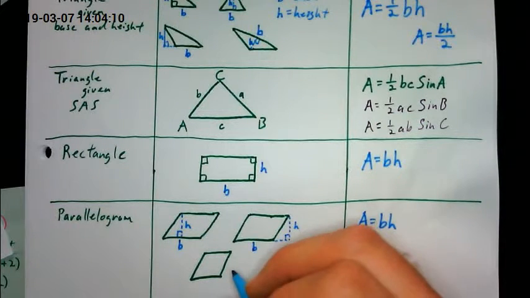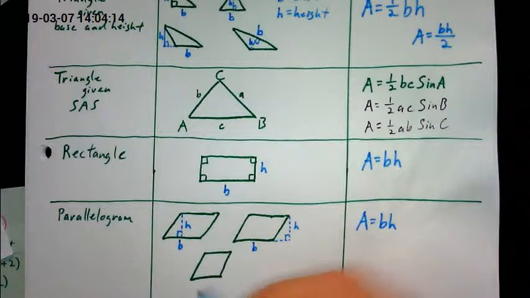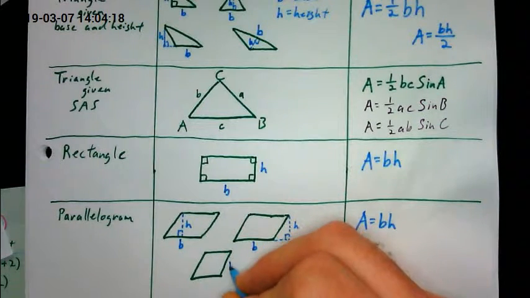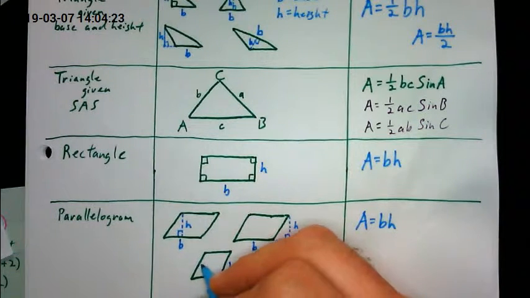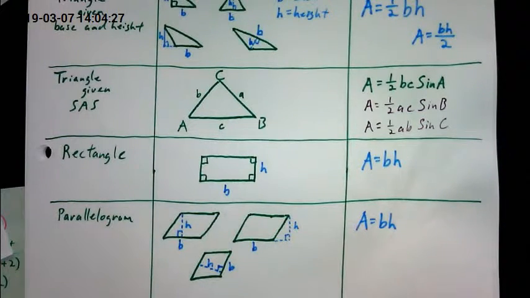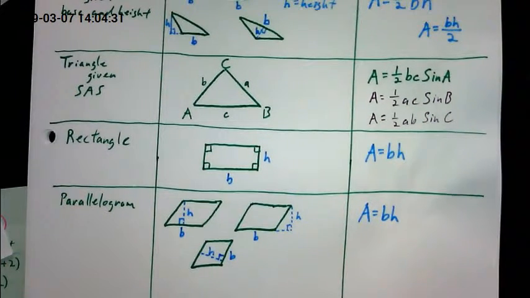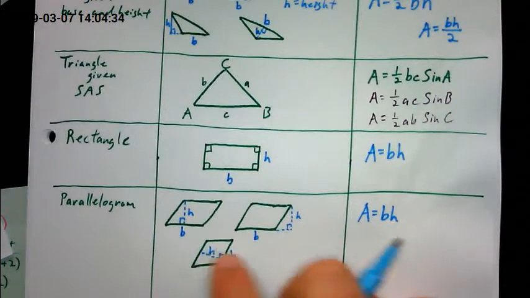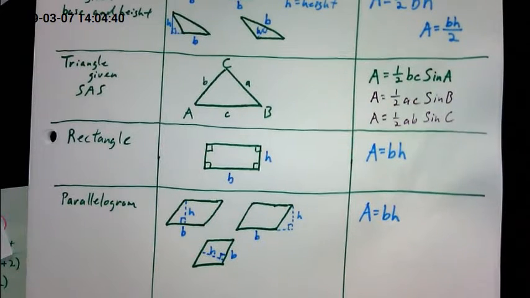The other way that they could give it to you, sometimes instead of giving you the bottom measure, or even the top measure for that fact, they might give you the two sides. So let's say they called this one the base, because again, base doesn't have to be on the bottom. Then we're looking at the perpendicular distance between those sides. So again, the perpendicular distance between those two sides. If they gave you this side, then you'd have to use that length as your height.